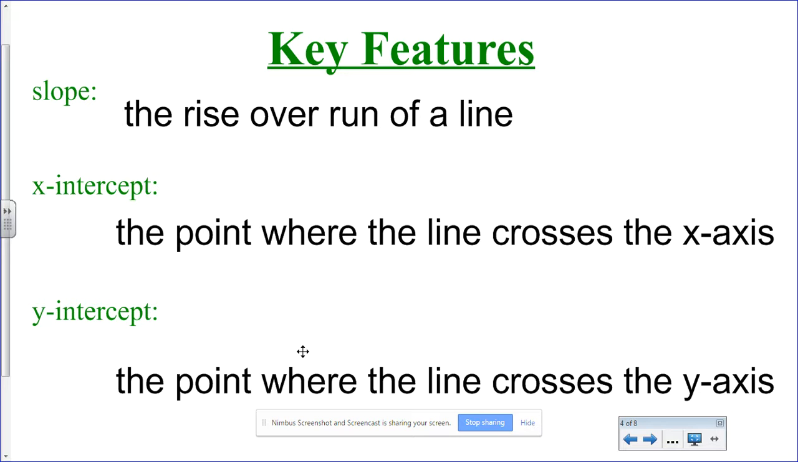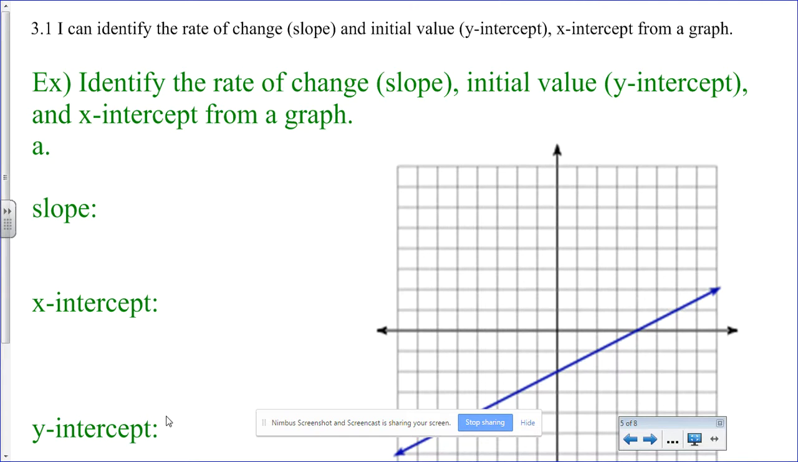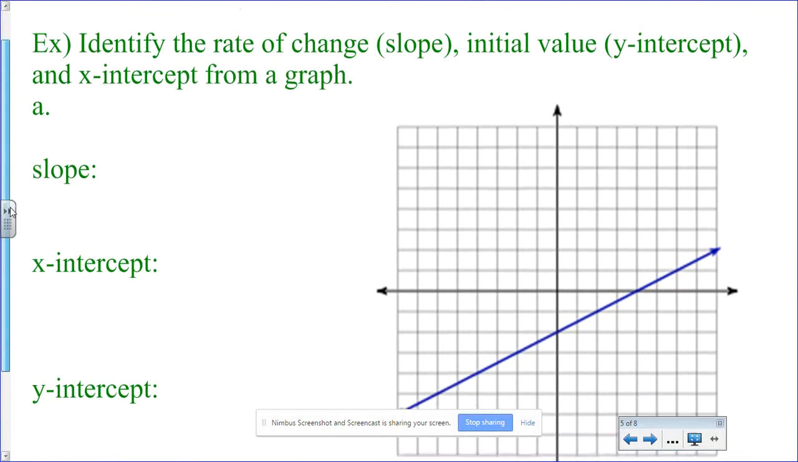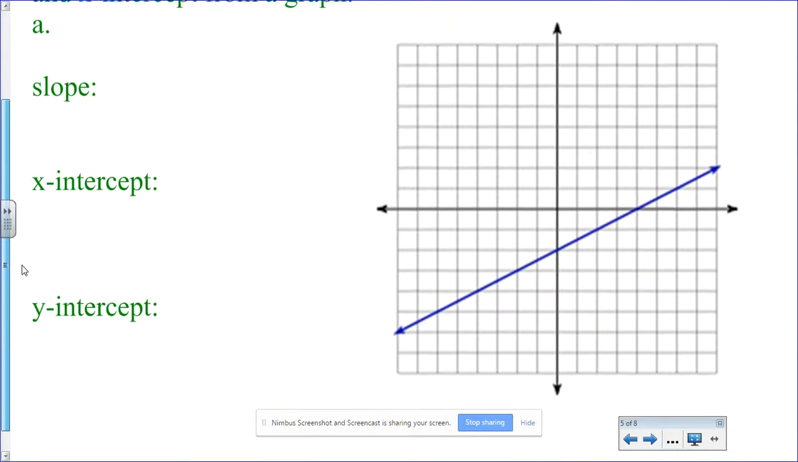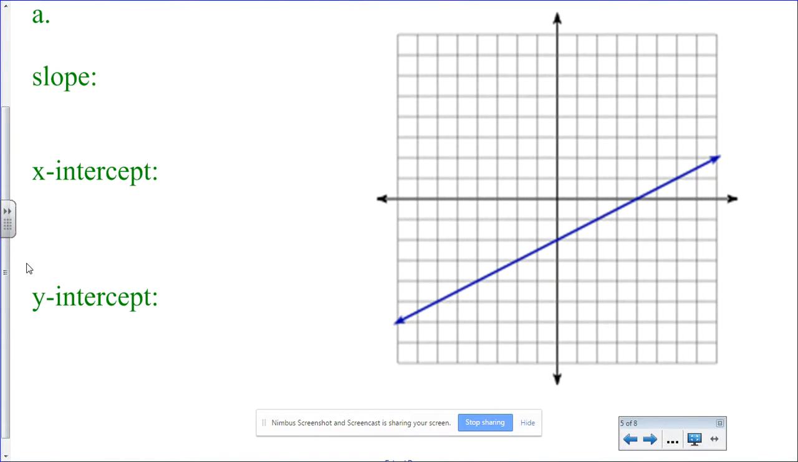Again, go ahead and pause the video. Make sure you have these definitions written down because we will use them all unit. Hit play when you're ready. Okay. So for our first example, we're going to identify the 3 key features: the slope, the x-intercept, and the y-intercept for the graph at the right. I'm actually going to start with the x and y-intercept, and then we'll count our slope out.